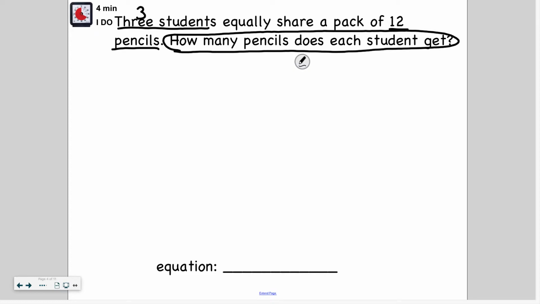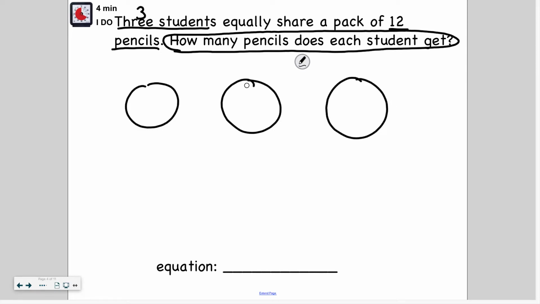So I'm going to use equal groups for this problem. Now we have an array of possible strategies, and that depends on whichever strategy you feel most comfortable, but I'm going to model using equal groups just as an example. So I know there are 12 pencils and there are 3 students. So I'm going to make 3 groups because I know I'm splitting it between the 3 people. And I'm going to add 1 to each group until I get to 12.